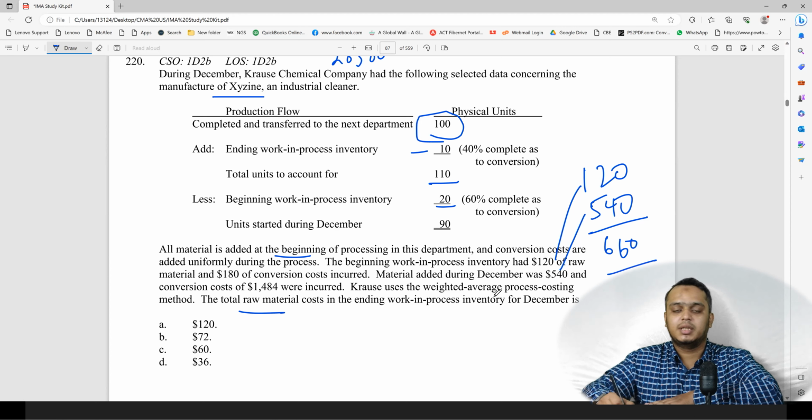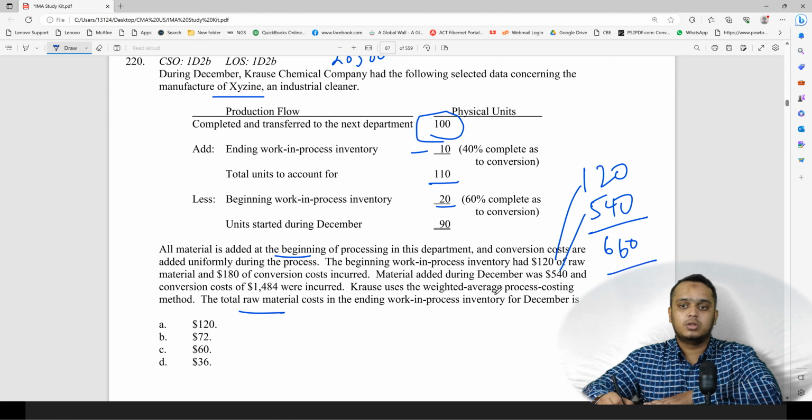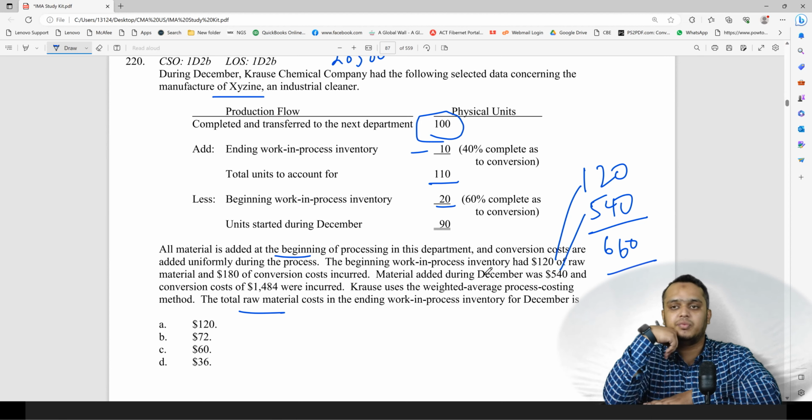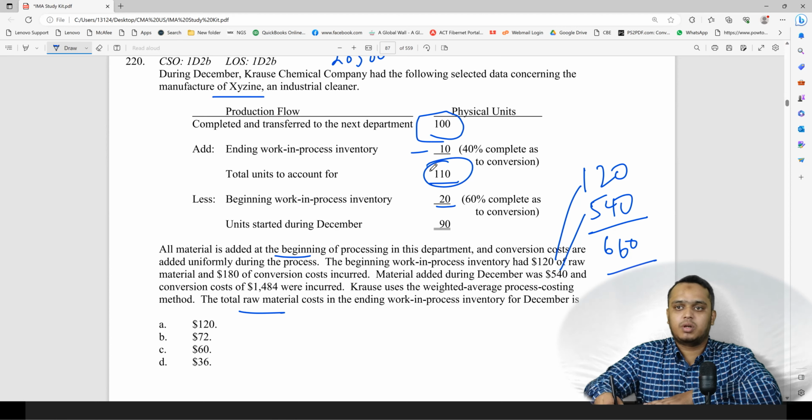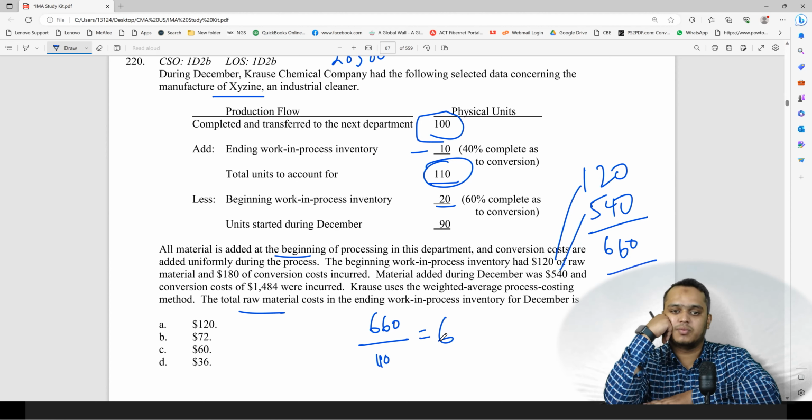660 is my total here. So the total number of units transferred forward is 660 units, and the total units to account for is 110. So 660 divided by 110 gives me 6, which is the cost of it.